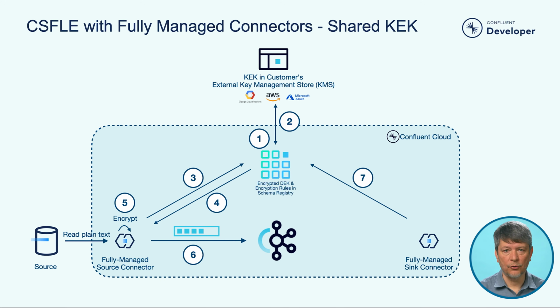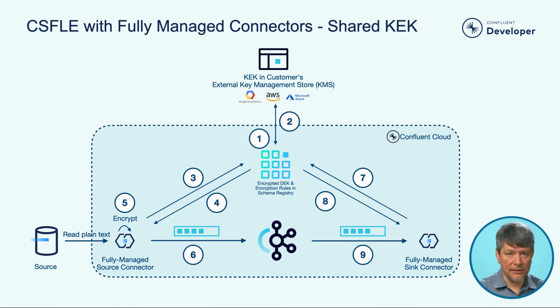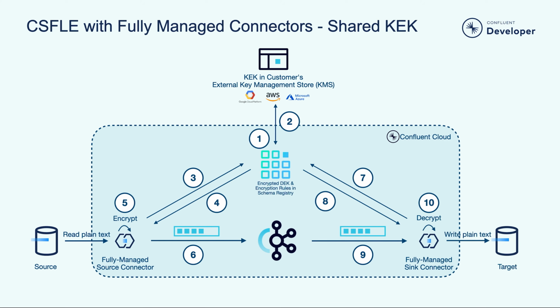In step 7, the consumer requests schema and rules. In step 8, the schema registry returns the schema and the data encryption rules. In step 9, messages with the encrypted fields are consumed. And in step 10, the connector decrypts the encrypted fields in the message and writes it to the sink backend.